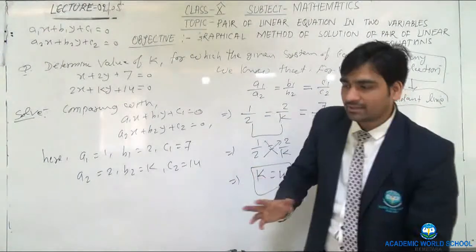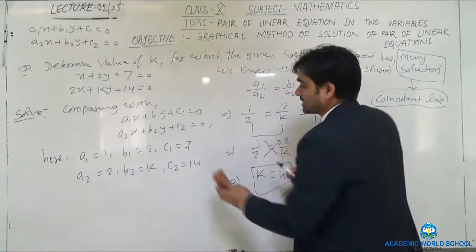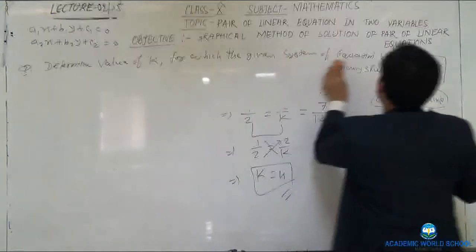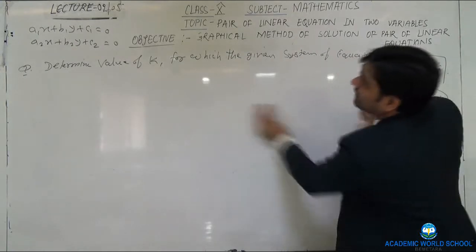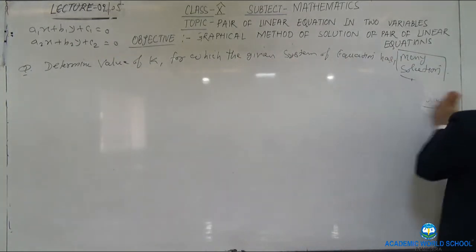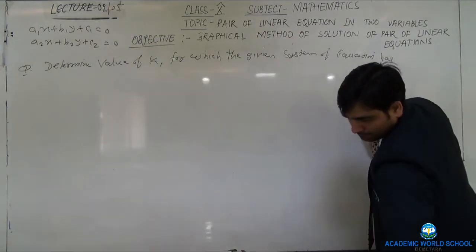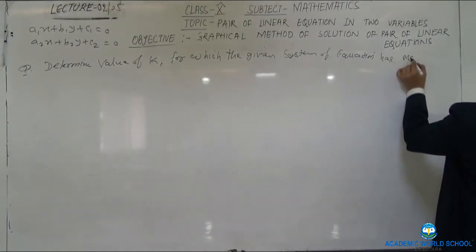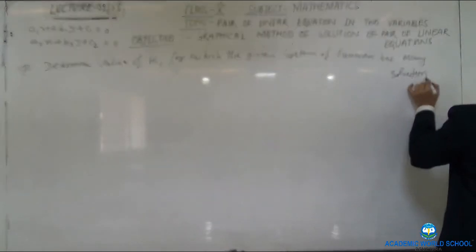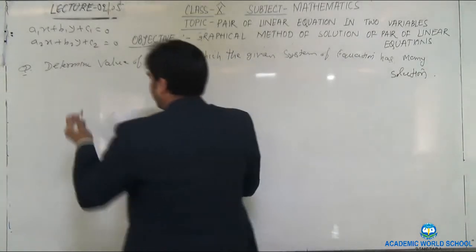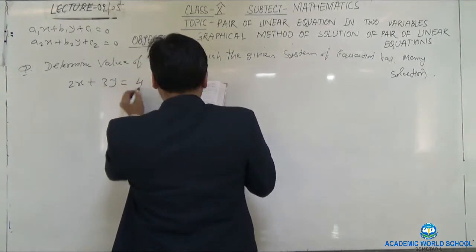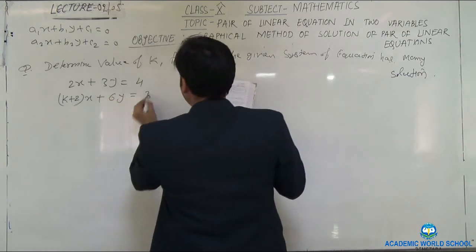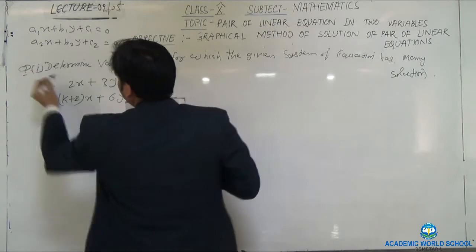Now, a few examples. I am writing, and this is part of your assignment, and you will solve this. The question is: determine the value of k for which the given system of equations has many solutions. 2x plus 3y is equal to 4 and k plus 2x plus 6y is equal to 3k plus 2. This is question number one.